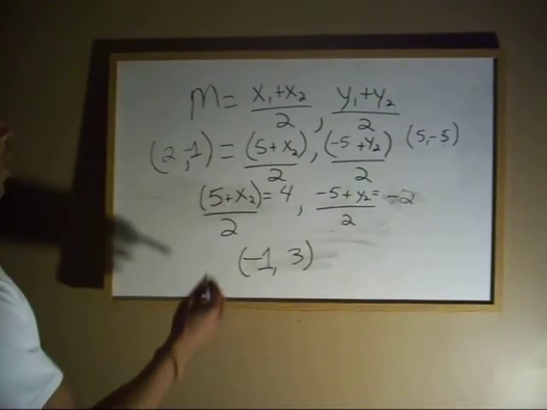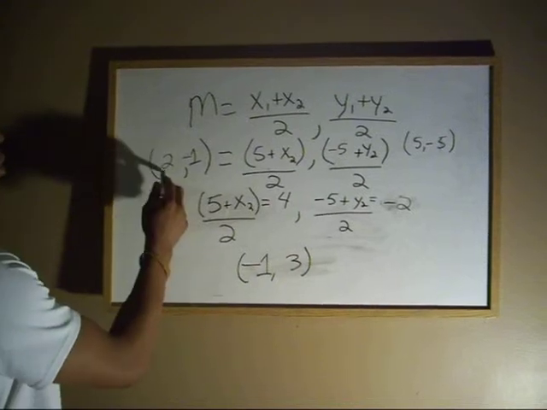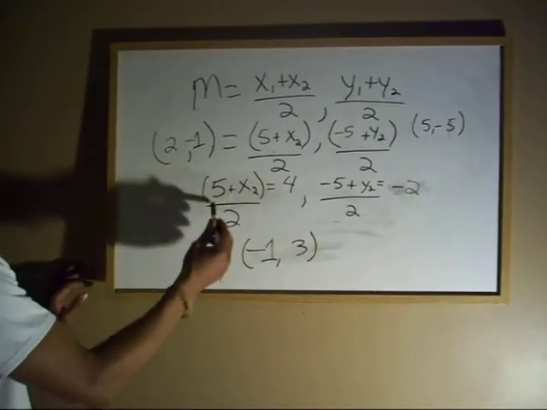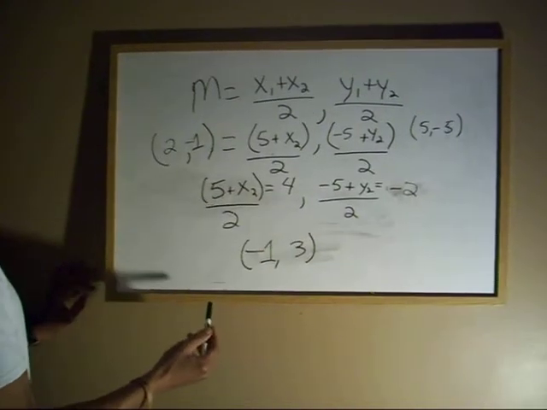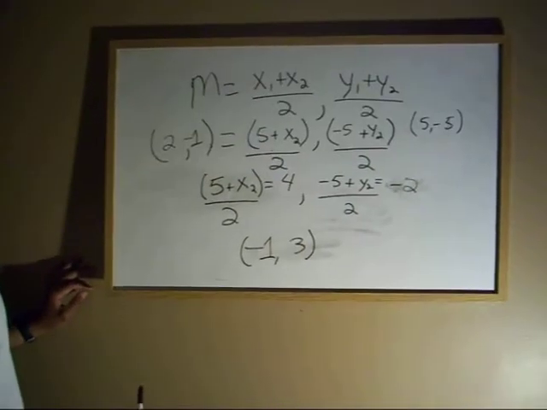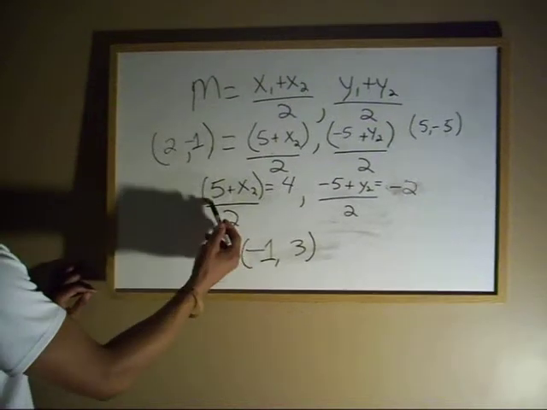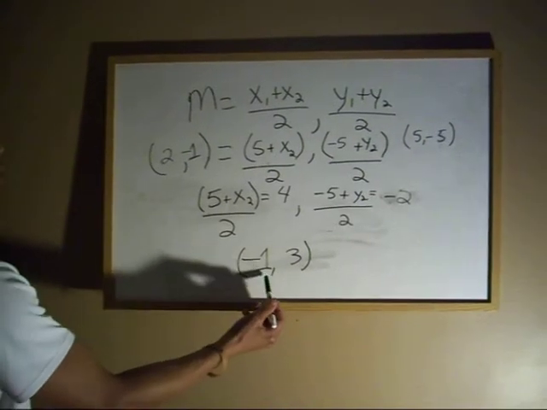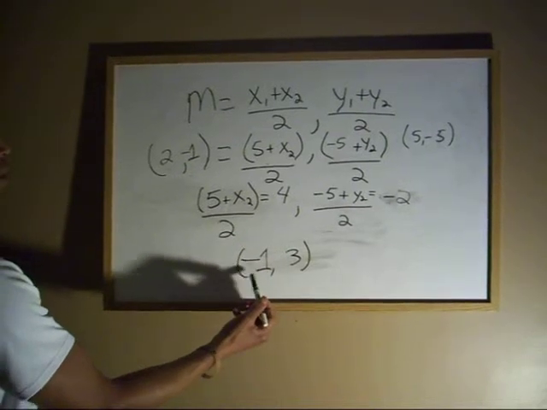You're going to multiply 2 times the 2 and that gives us 4. Then ask yourself the question, 5 plus what number will give us 4? Well, in this case, negative 1. 5 minus 1 will give us 4. So our x-coordinate on the endpoint is going to be negative 1.